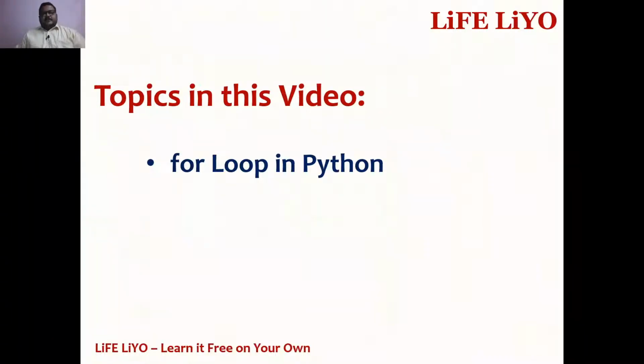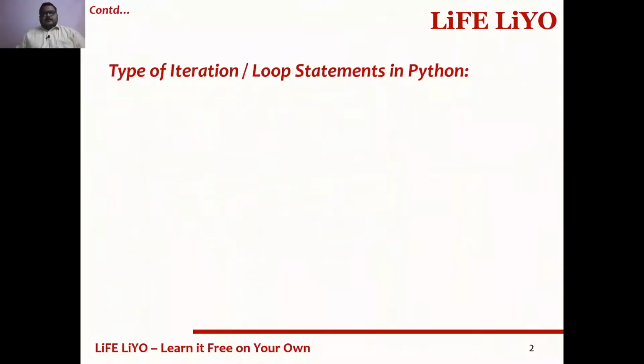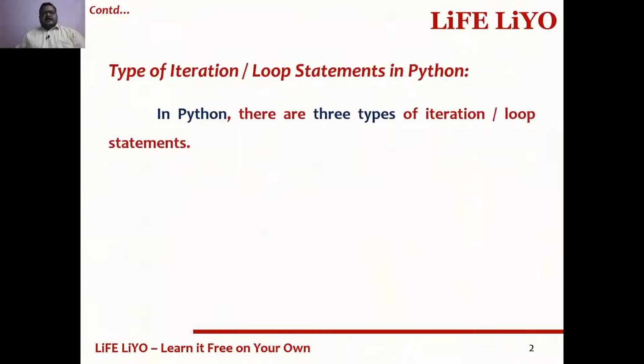In this video, you are going to learn about for loop in Python. We know that we have three types of iteration or loop statements in Python: while loop, for loop, nested loop. In the previous video, we have seen about the while loop. I'll provide the link in the iCard. And in this video, we are going to learn about the for loop.